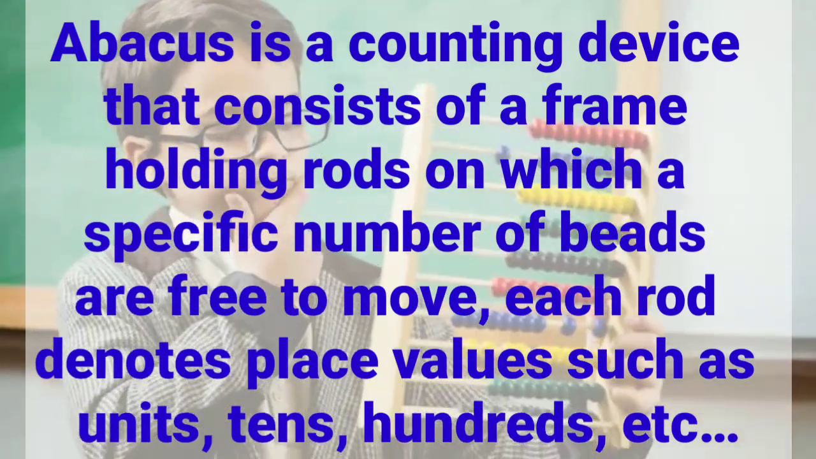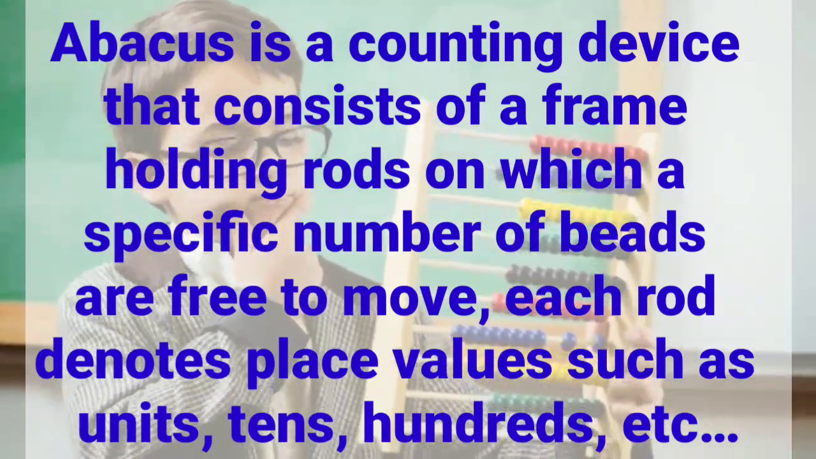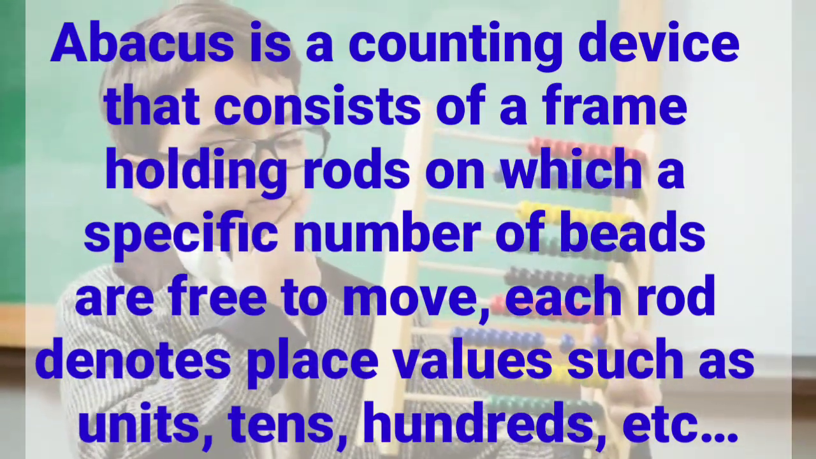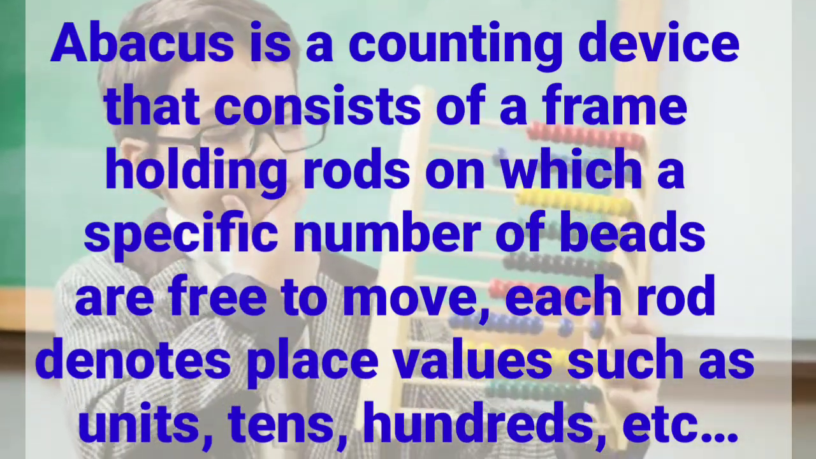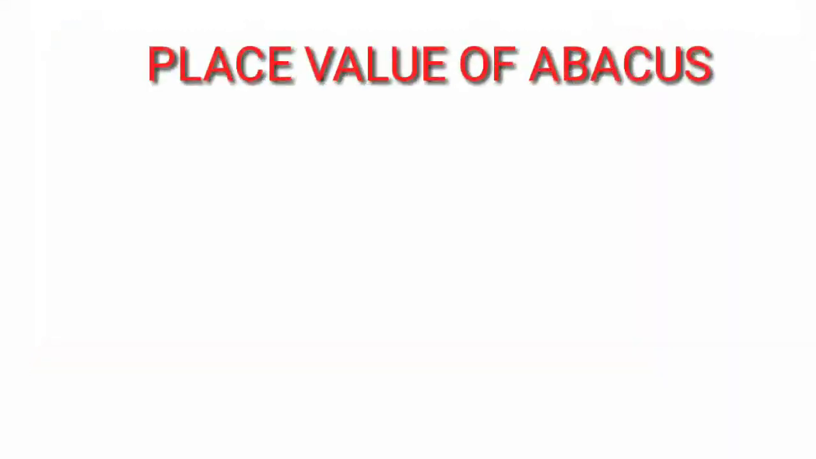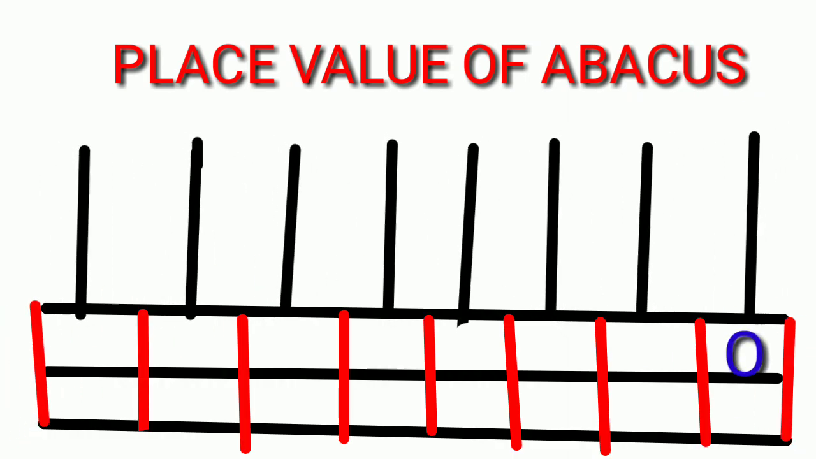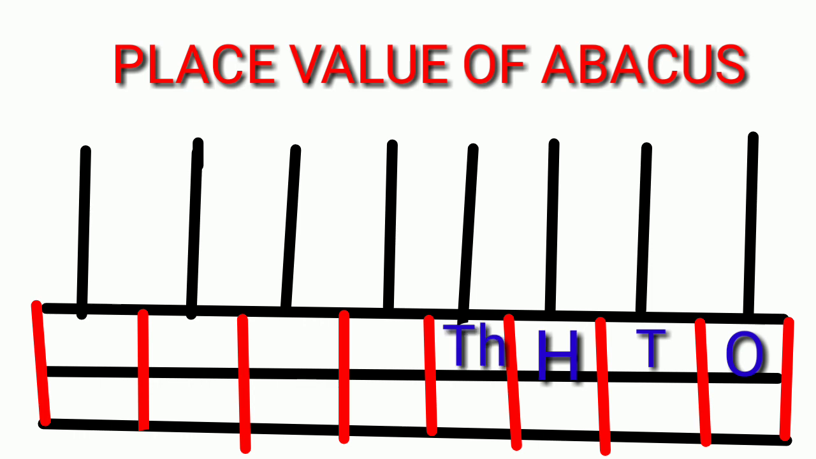Now see the topic, how to count the place values of the abacus. See this picture and count the place values. O, ones; T, tens; H, hundreds; TH, thousands; TTH, 10,000; L, lakhs; TL, 10 lakhs; C, crores.